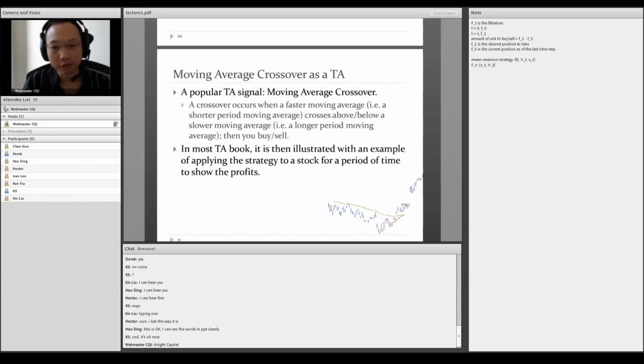Otherwise we sell. In most technical analysis books, this strategy, or any technical analysis strategy, is illustrated by applying it to a particular stock over a particular time period, and then showing you the P&L.